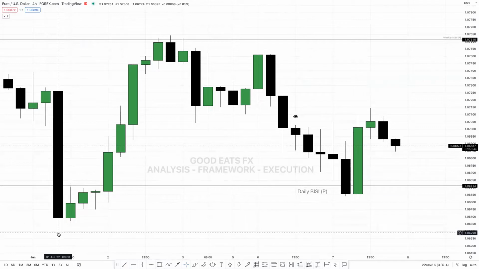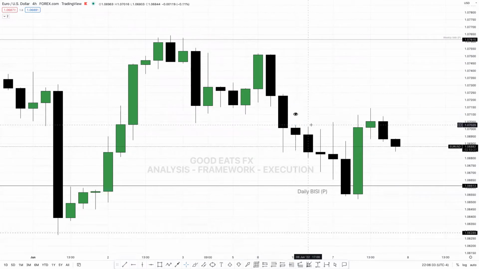This is the consequent encroachment. We have a high, we have a low, a lower high, and today it makes a lower low, right? So it's a lower low to this high to low, but ultimately we know we're consolidating in a premium. So where would price realistically want to retrace to?